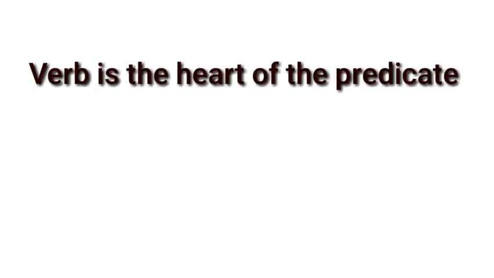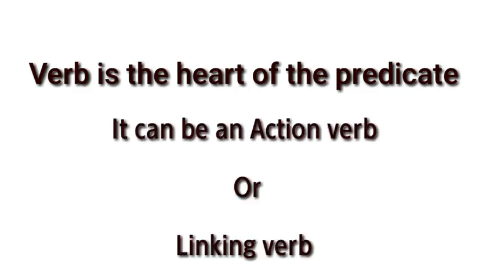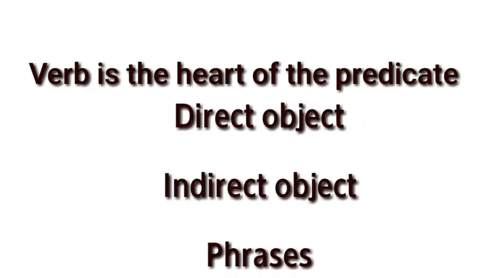Predicate ka sabse jo aham hissa hota hai, wo verb hota hai. Verb chahe action verb ho, chahe state verb ho, chahe linking verb ho. Predicate mein verb ke ilawa direct object bhi ho sakta hai, indirect object bhi ho sakta hai, ya dusre kisam ke phrases bhi aa sakte hain.